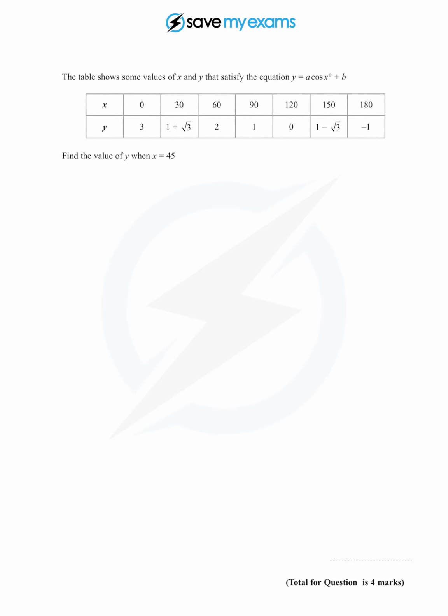So we have a table with values of x and y. There are the x values and there are the y values. And they satisfy an equation, in other words, they work in the equation, y equals a cos x plus b. And we're asked to find the value of y when x equals 45. So clearly what we need to do first is find a and b, because that will allow us to put x equals 45 into our equation.